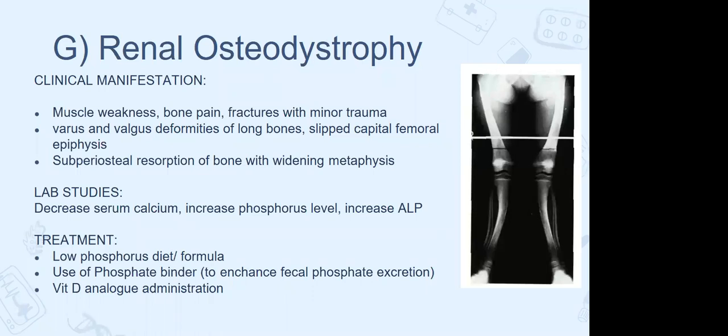So in the renal osteodystrophy patient, the goal of treatment is to prevent the bone deformity and normalize the growth velocity using pharmacologic and also dietary interventions. When you take the investigations, it will show a decrease in serum calcium, increase in phosphorus level, and also increase in ALP reading. So for treatment, we target the phosphorus level for children between 1 to 12 years of age at 4 to 6 milligram per deciliter.